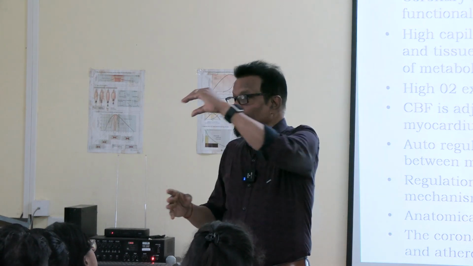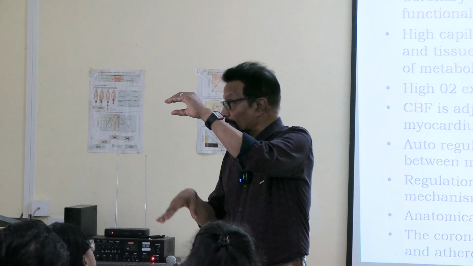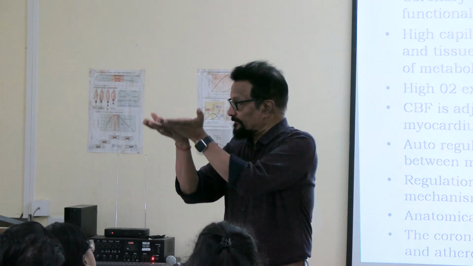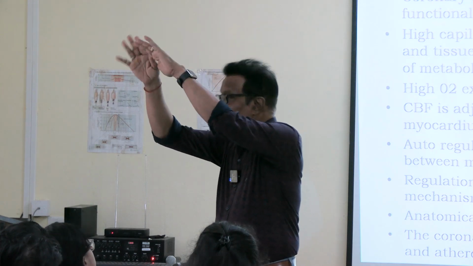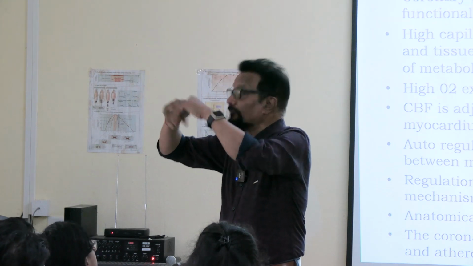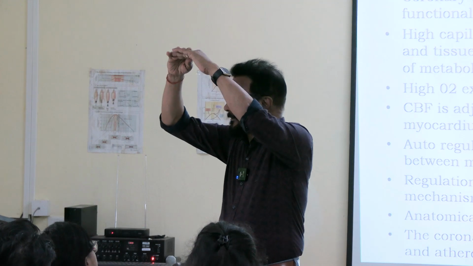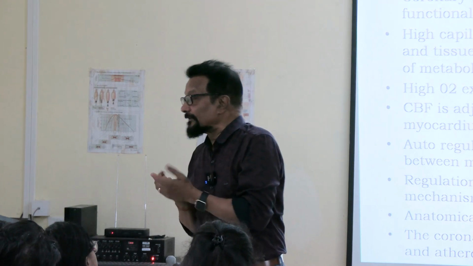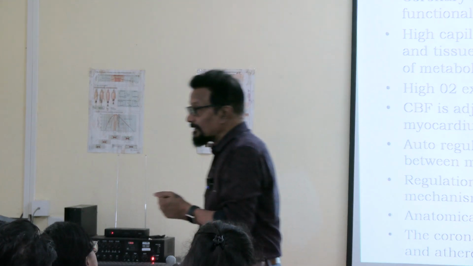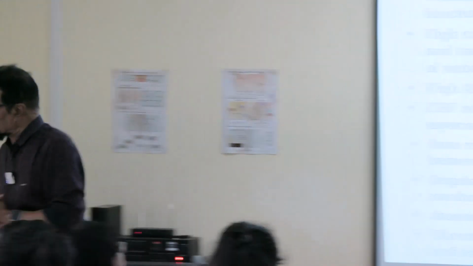If blood flow is reduced and pressure falls below 60 millimeters of mercury, it will increase it. If it goes beyond 150, 160, it will bring it down. If it goes beyond near about 200, it will bring it down to the normal range. So that capacity exists, and this is called auto-regulation.